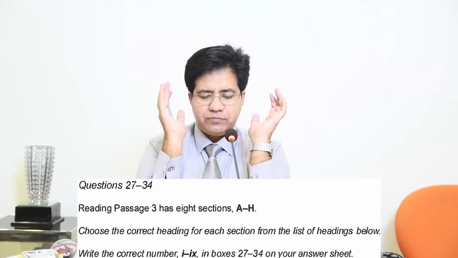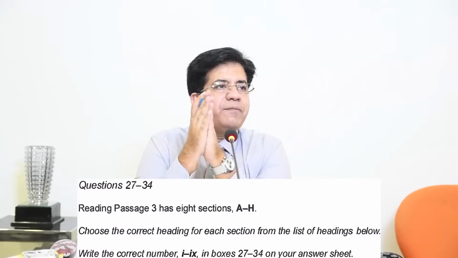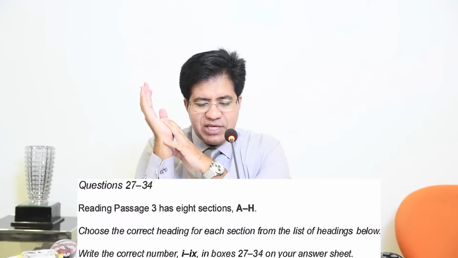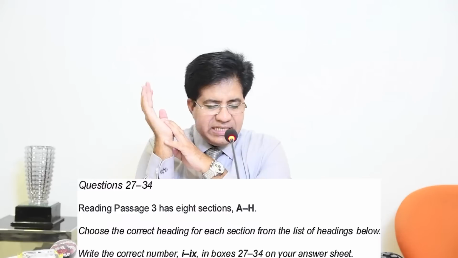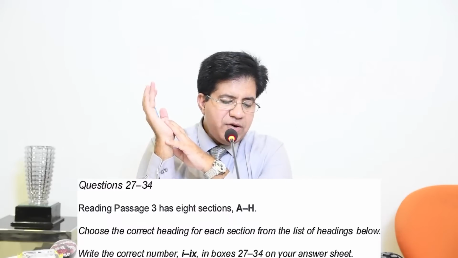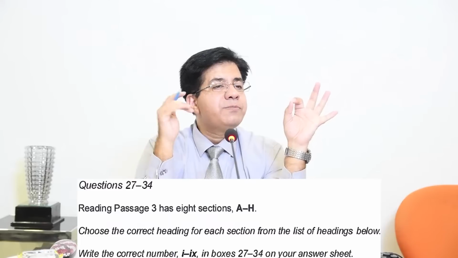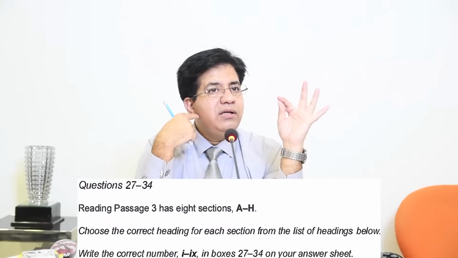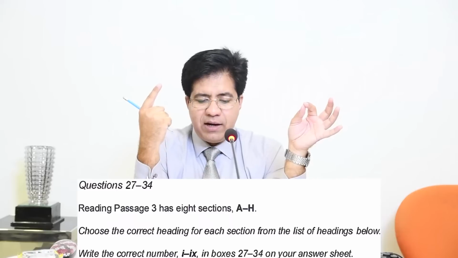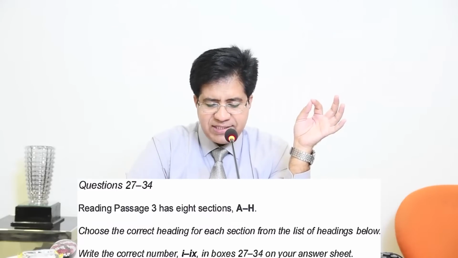They are which list of headings? And you can see the passage is labeled A, B, C, D. And they have used the word, reading passage 3 has 8 sections. When they use the word section, in one section there can be more than one paragraph. Now tell me, how many paragraphs do we have in section A? 3. Section B? C, D, E? 1. Section F, G? 3 paragraphs. H? 1 paragraph. Okay, so you need to consider all the paragraphs.